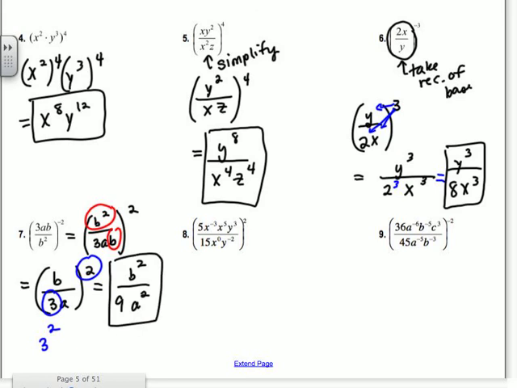So this next one looks a little scary. Okay, so let's go one thing at a time. So let's look at the numbers. I have 5 and I have 15. Well, how do I reduce the fraction 5 over 15?